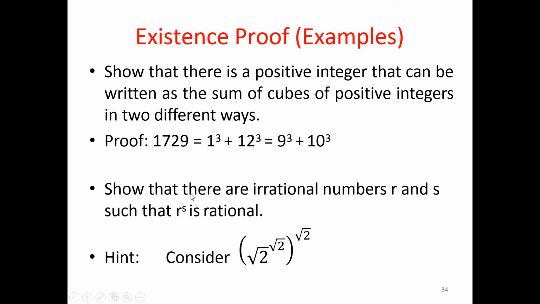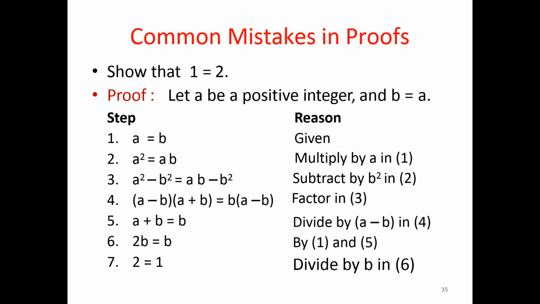Next example is: show that there are irrational numbers r and s such that r to the power s is rational. There is another example for this, and this is also true. Now, there are common mistakes we usually make in our proofs, and we should avoid these and try proving with logical reasoning.